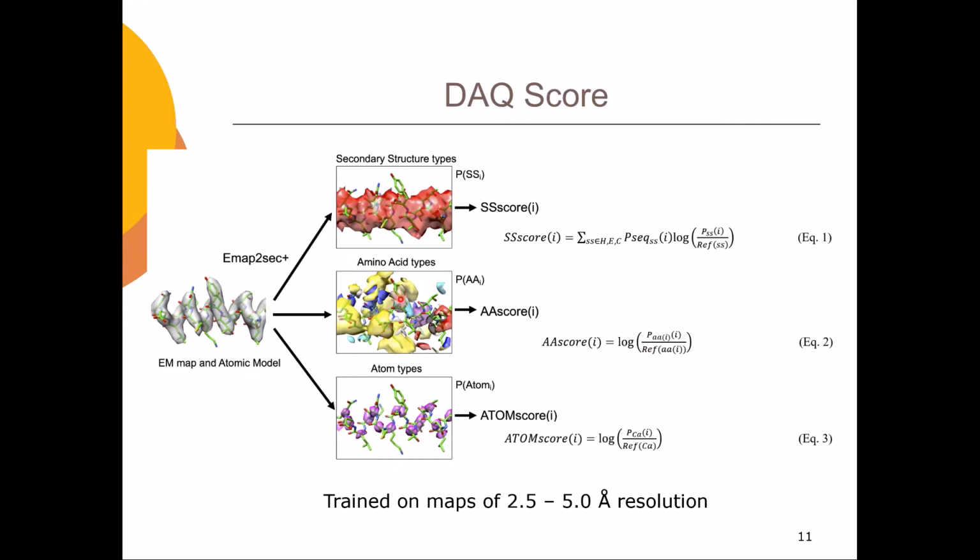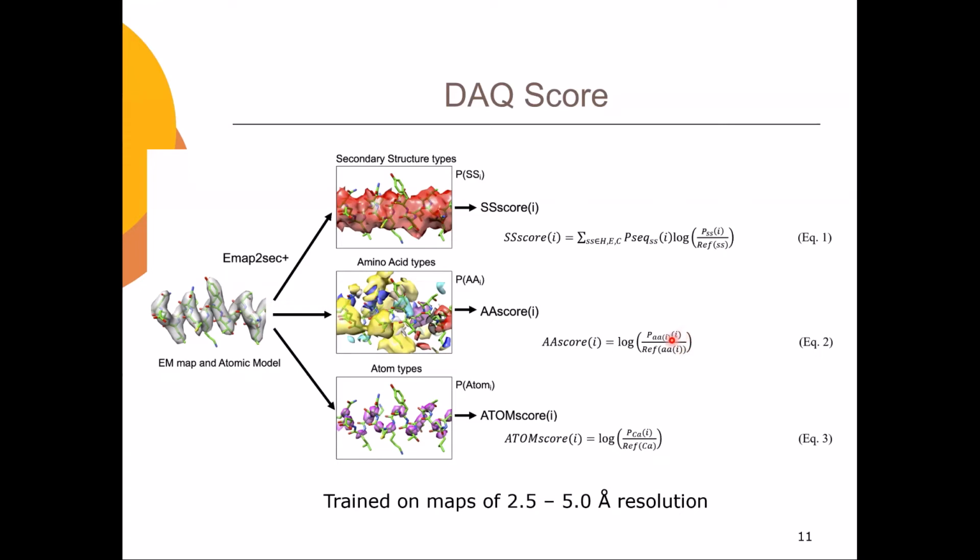So here, the amino acid type score for position I is computed in this way. In the numerator here, suppose you have a protein model, and you have tryptophan at position I. The numerator is the probability from the deep neural network that tryptophan is located in this position. The denominator is the normalization, tryptophan being everywhere.